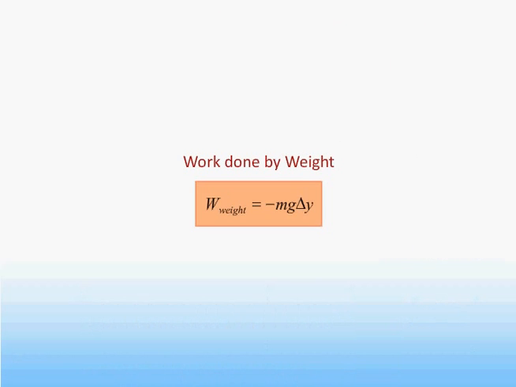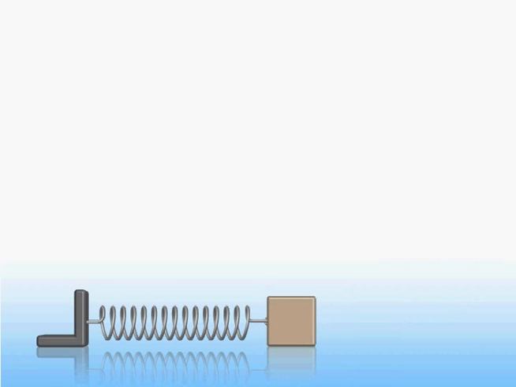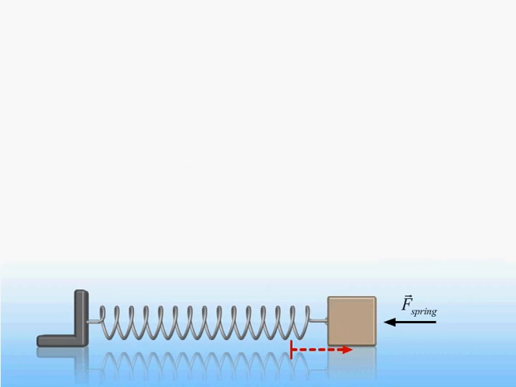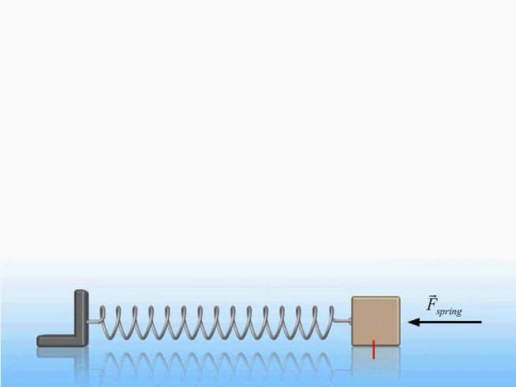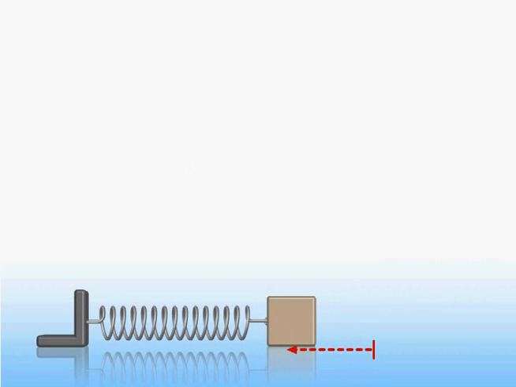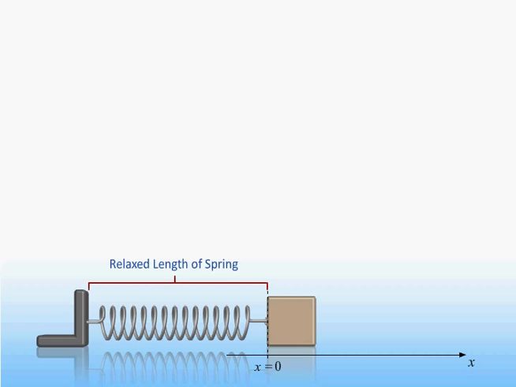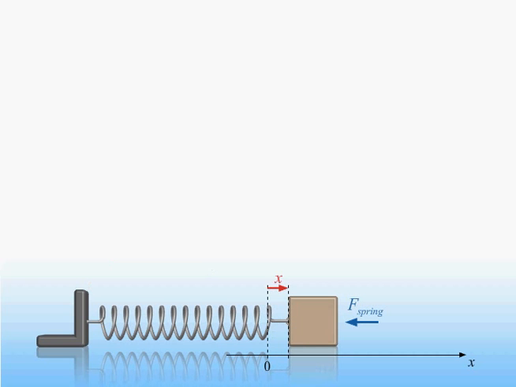We have calculated the work done by the weight, a constant force, when the orientation of the path relative to the force was changing. We will now calculate the work done by a spring in one dimension. In this case, the orientation of the path relative to the force is simple, but the magnitude of the force changes as we move. If the coordinate system is chosen such that x equals 0 is the relaxed length of the spring as shown, then the force exerted by the spring on some object attached to its end as a function of position is proportional to the extension or compression of the spring.